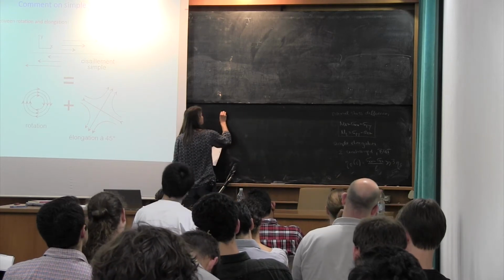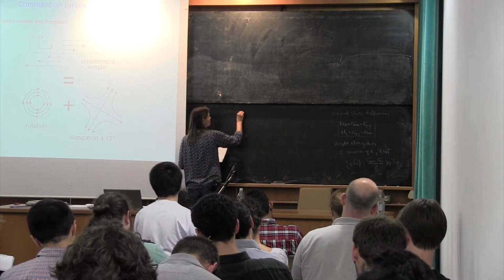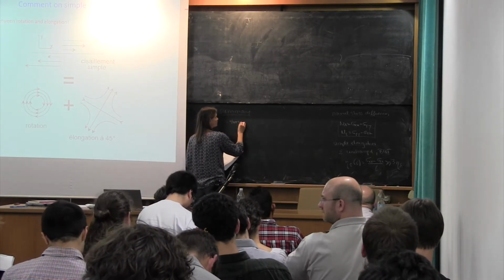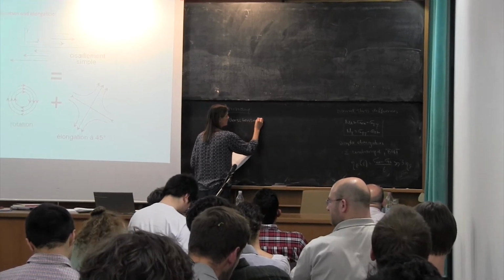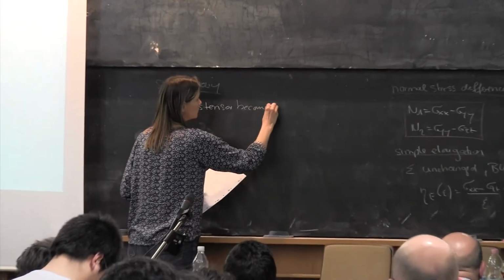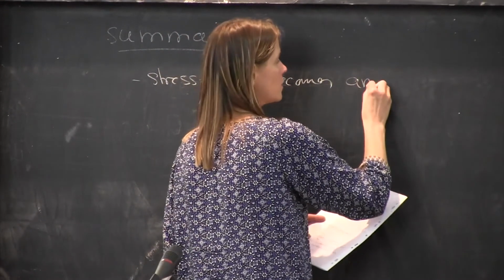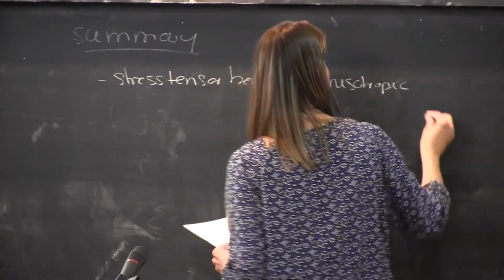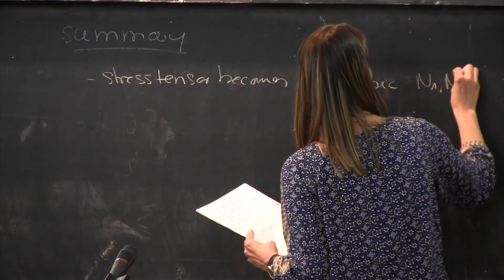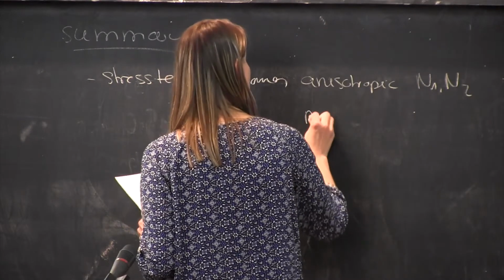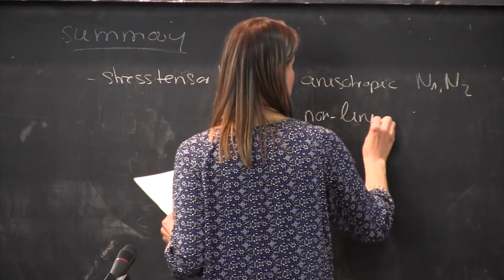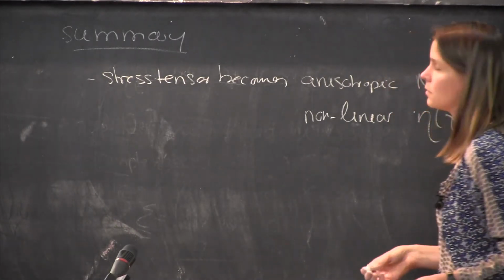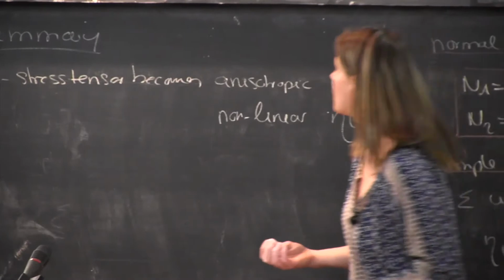So as a summary, the stress tensor becomes anisotropic. This is what gives rise to the normal stress differences and non-linear effects. For example, eta depends on gamma dot. Now we have more than one constant to describe a material.